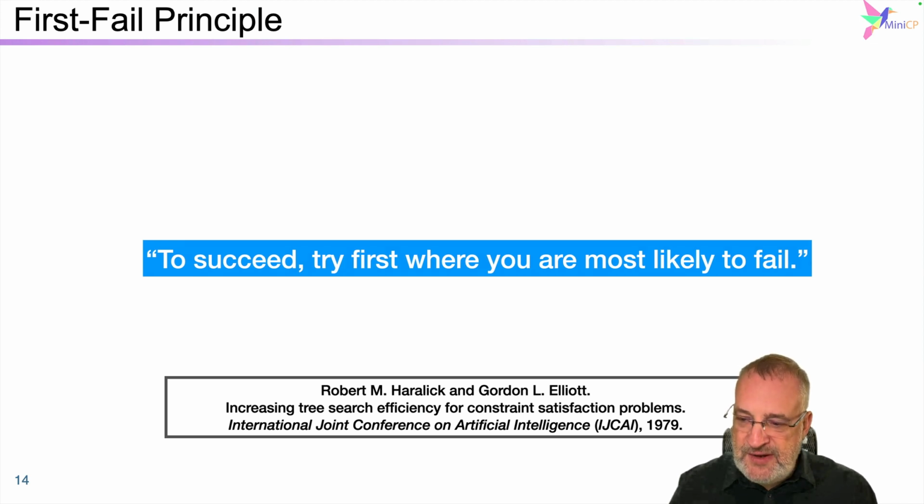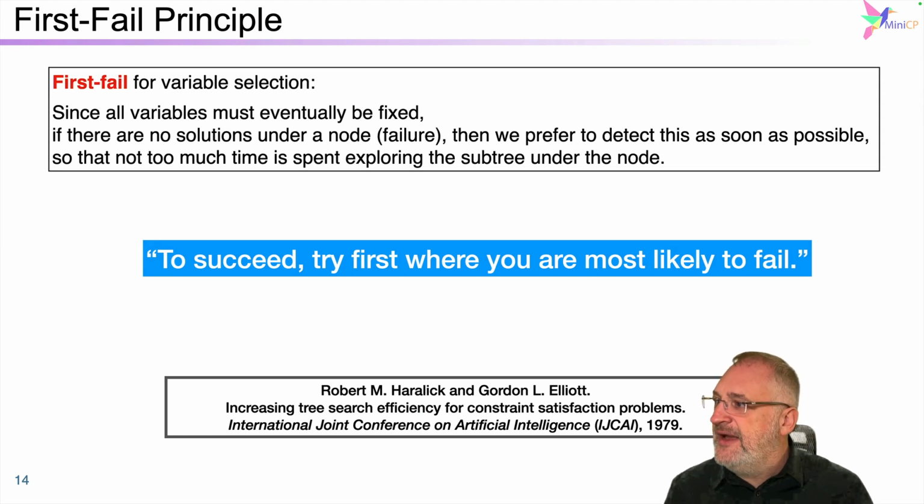Now, the basic idea of the first fail principle is that to succeed, try first where you're most likely to fail. That's an idea that's not necessarily intuitive at first, but it relies on the concept that since all variables eventually need to be fixed, if there is no solution in the node, you'd rather detect that as quickly as possible so that you don't waste your time exploring the subtree below that node, because that's wasted effort. So how do we do that?